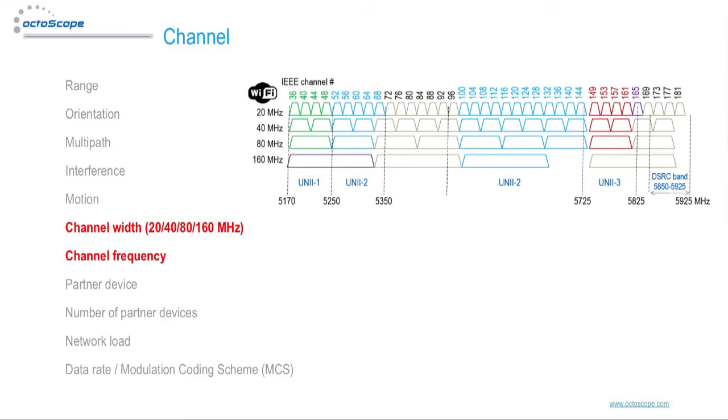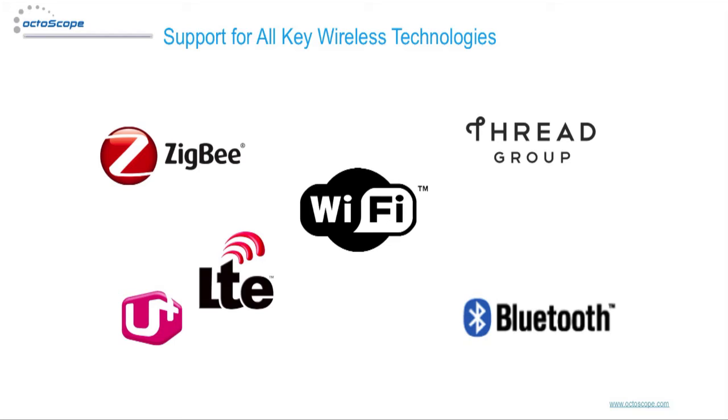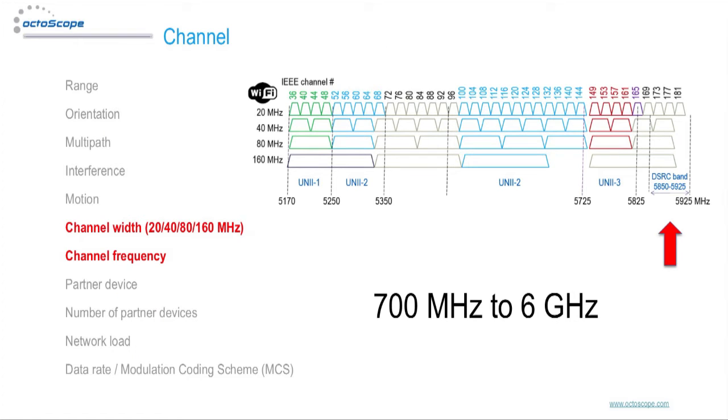Almost all test metrics vary with channel frequency and channel width. The octoBox testbed is broadband, supporting a frequency range from 700 MHz to 6 GHz, and allowing you to sequence through channel frequency and channel width settings while obtaining performance and behavior measurements. The wide octoBox frequency range accommodates practically all cellular, Wi-Fi, and other unlicensed services. octoBox also supports the Automotive Direct Short Range Communications, or DSRC, band.